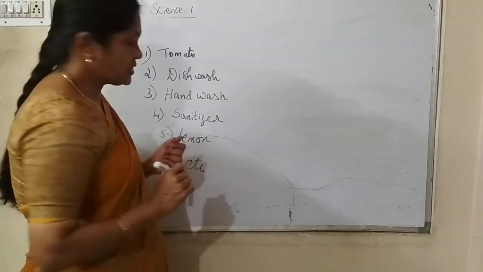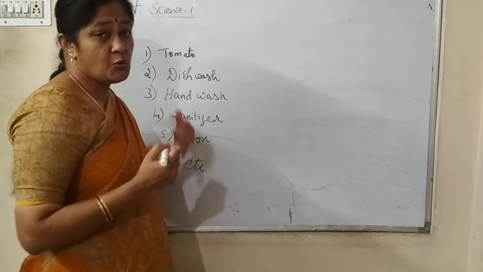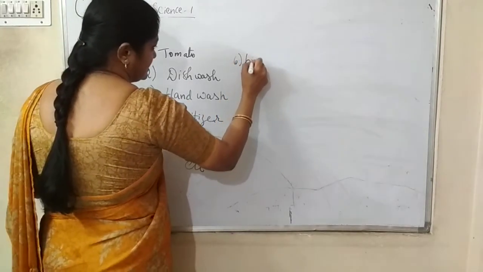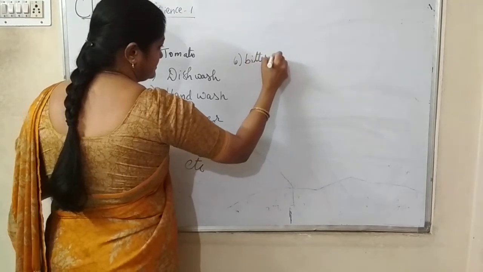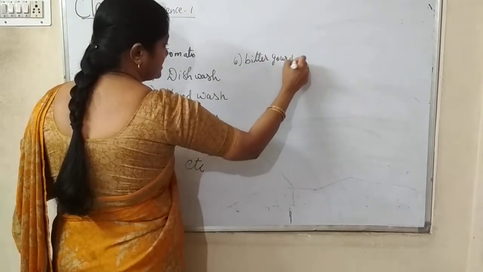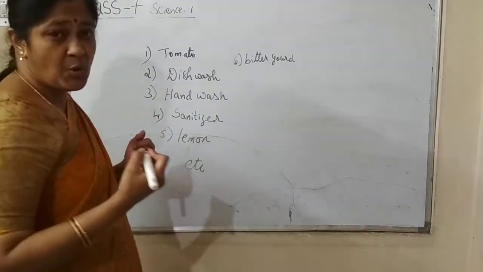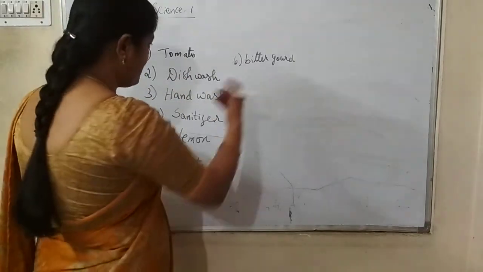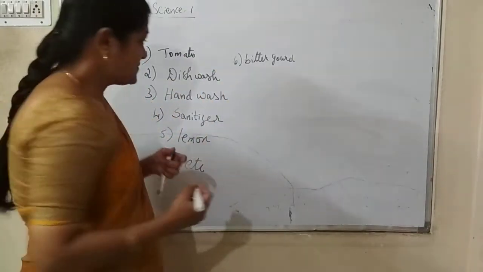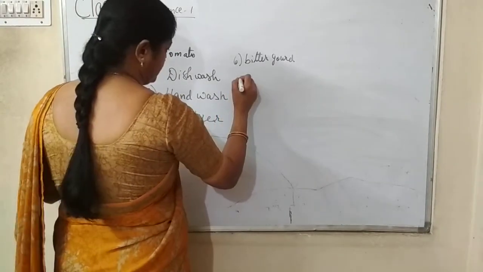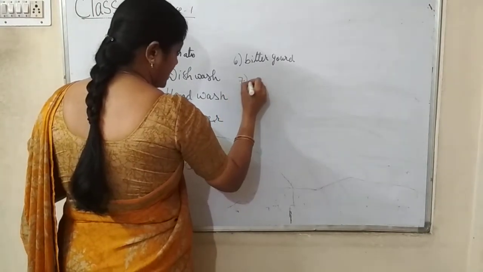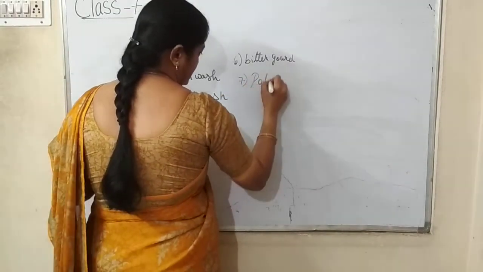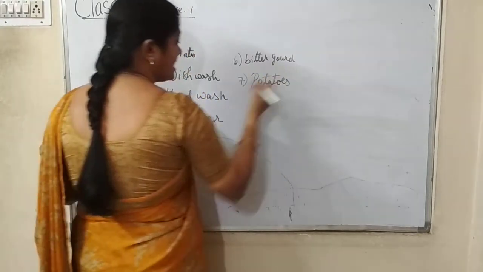Now, this lemon that we use, or the tomato that we use, how do they taste? Or bitter gourd. One more that you can take is bitter gourd. So how do they taste? Some of them are sour, some of them are bitter, and some of them are sweet. What are the sweet substances? Potatoes that you take, they are sweet.